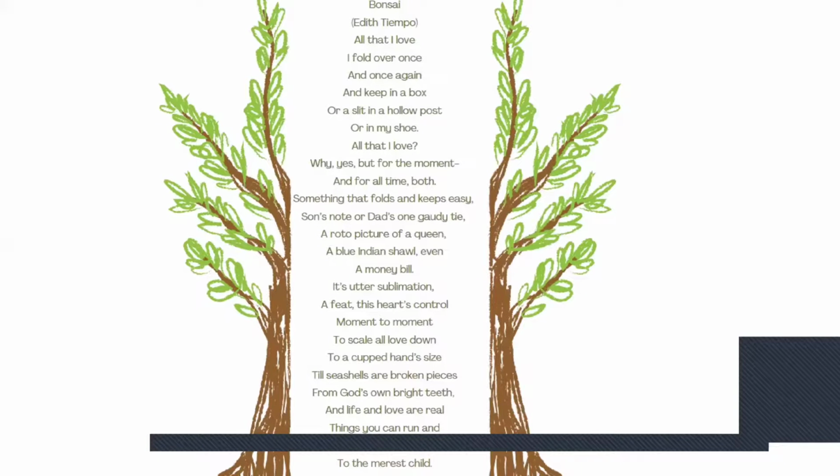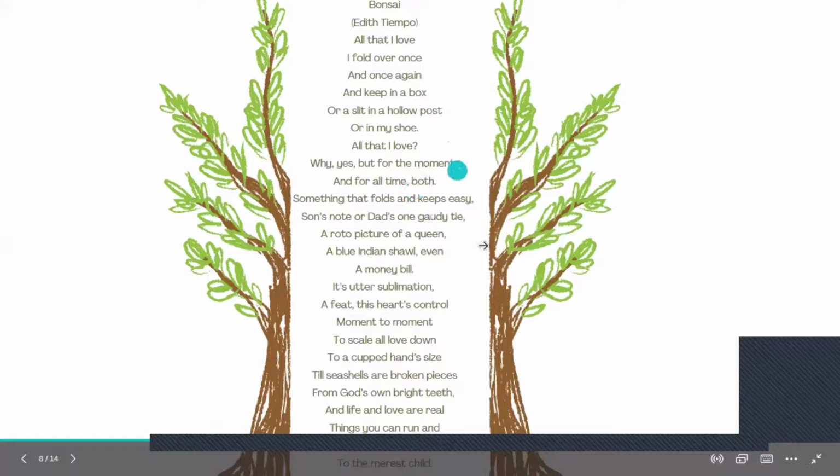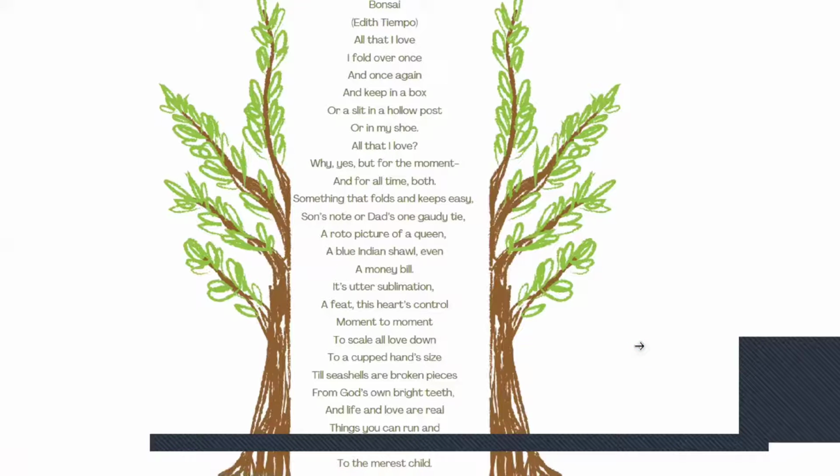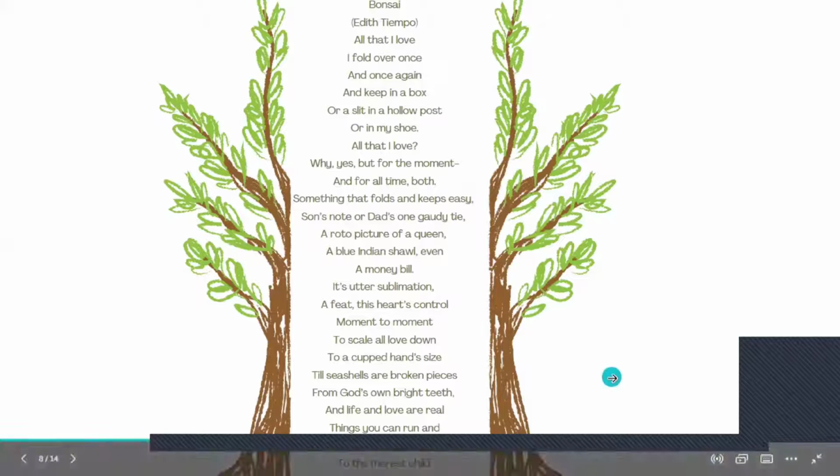Son's note or dad's one gari tie, a roto picture of a beauty queen, a blue Indian shawl, even a money bill. Its utter sublimation, a feat this heart's control, moment to moment, to scale all love down to a cup hand size, till seashells are broken pieces from God's own bright tip, and life and love are real, things you can run and breathless hand over to the merest child.